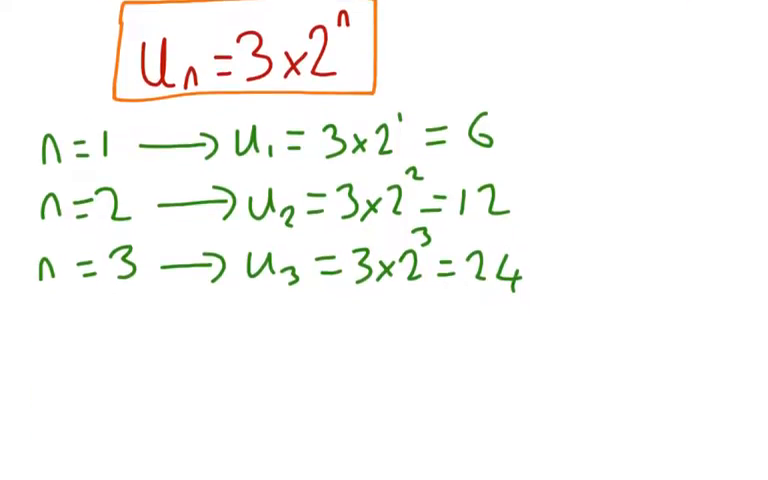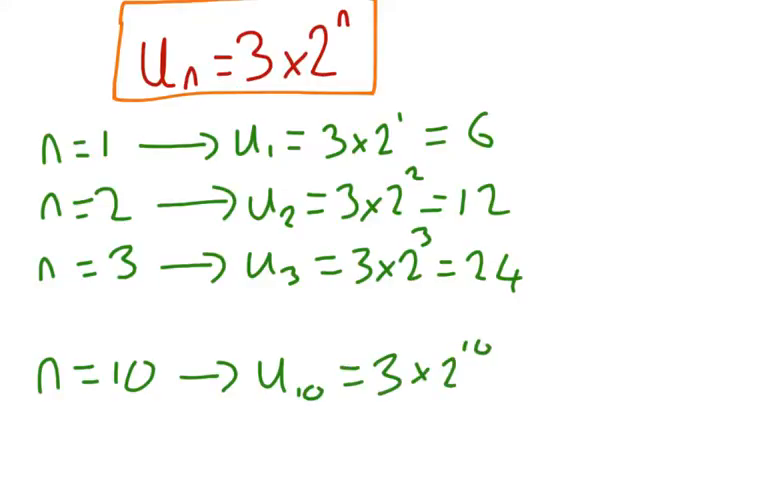And if we wanted the 10th term, we do n equals 10. We get u10, which gives us 3 times 2 to the power of 10, which is 3 times 1024, which is 3072.